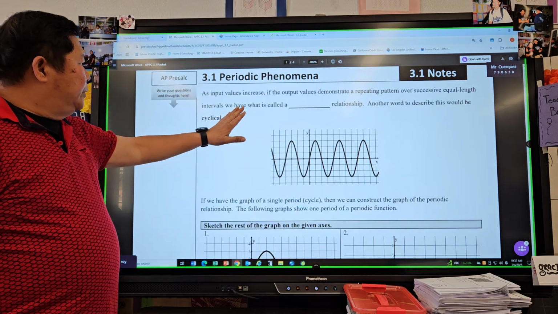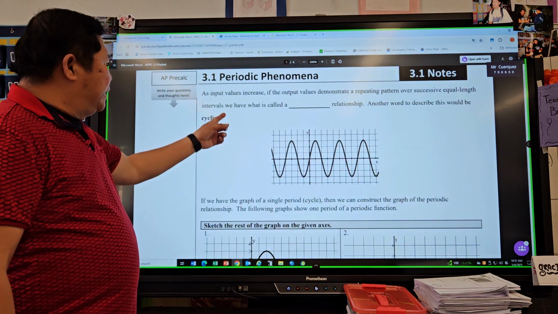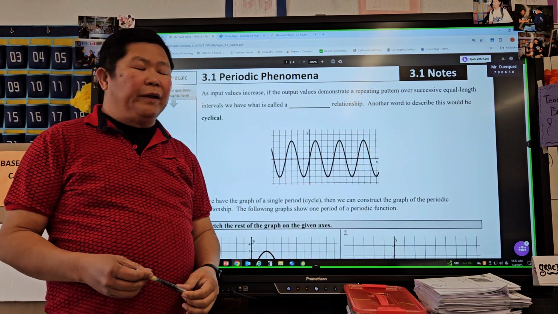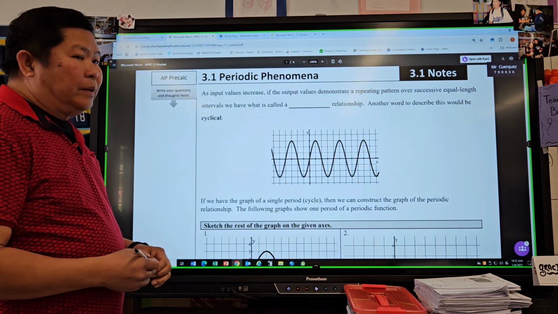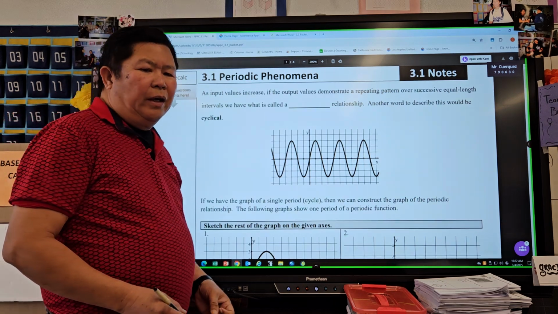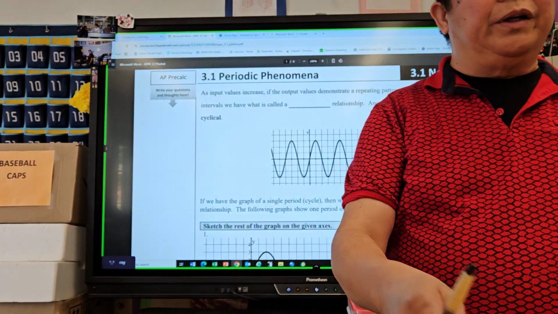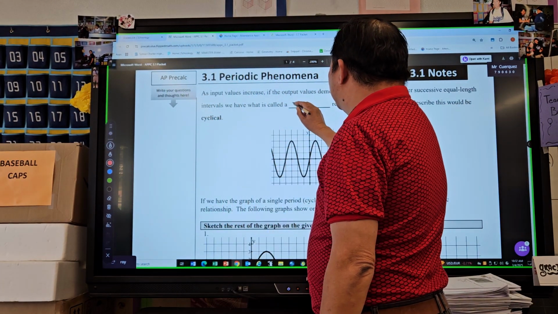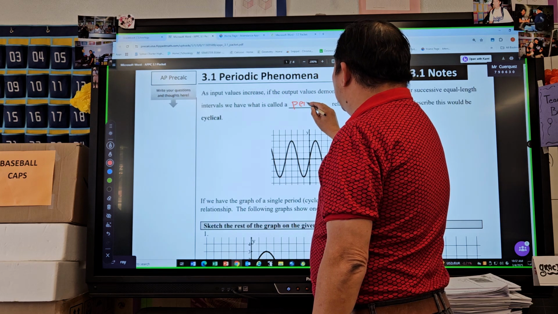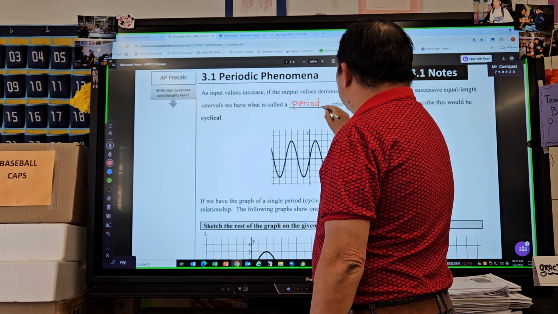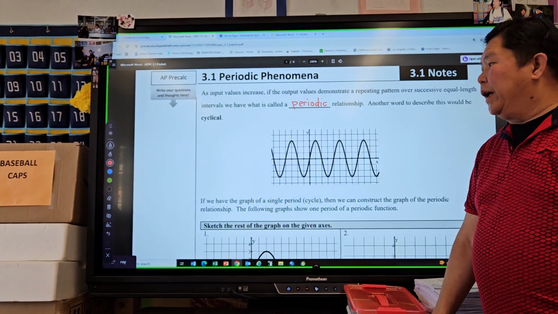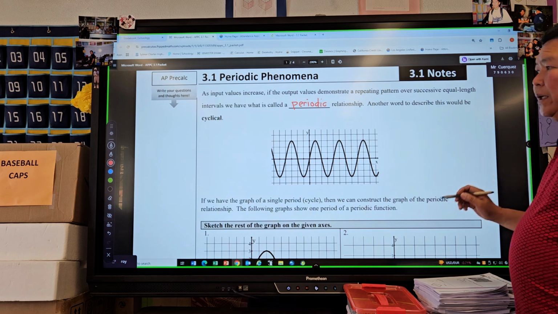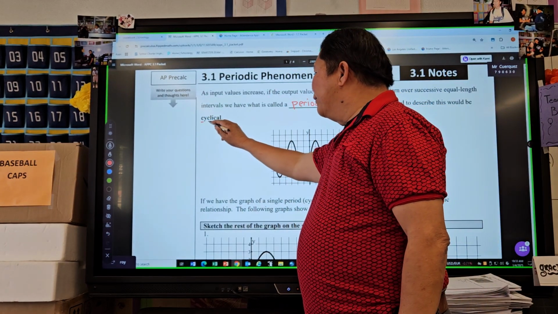I'd like you to write down: as input values increase, the output values demonstrate a repeating pattern over successive equal length intervals. We have what is called periodic. Okay, so can you write down periodic? Okay, so periodic relationship. Another word to describe this would be cyclical or every cycle.